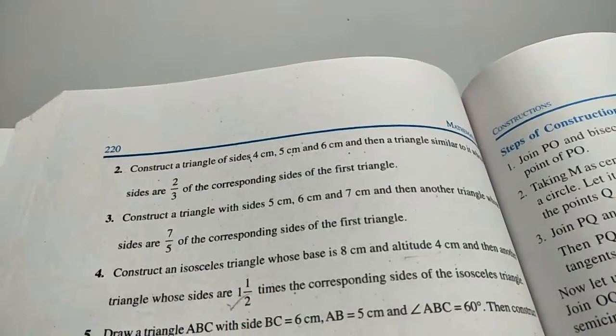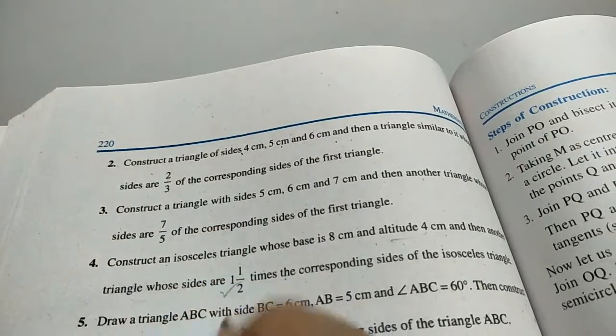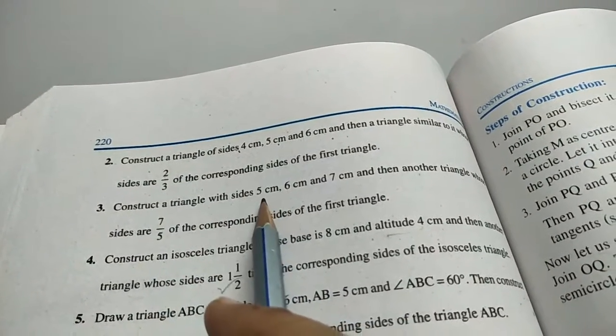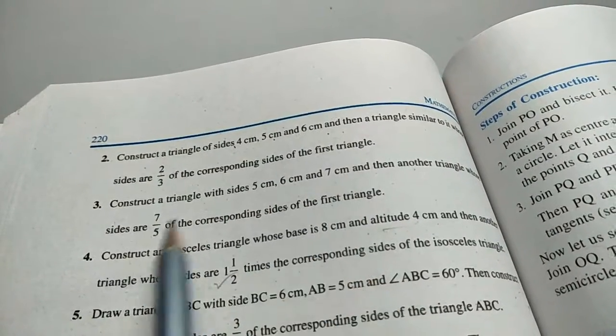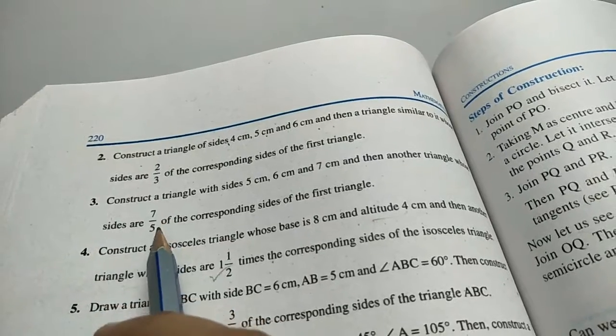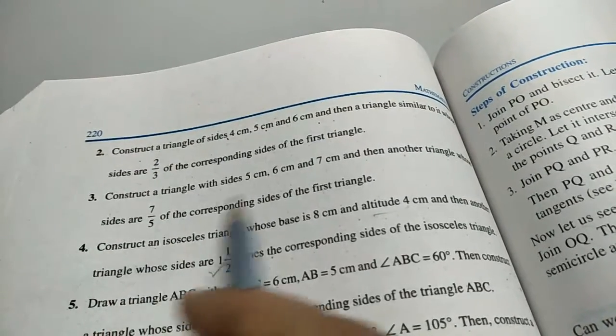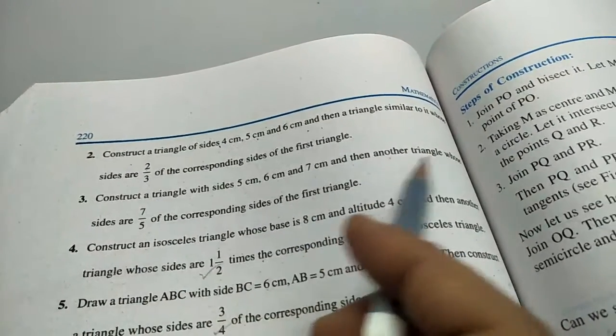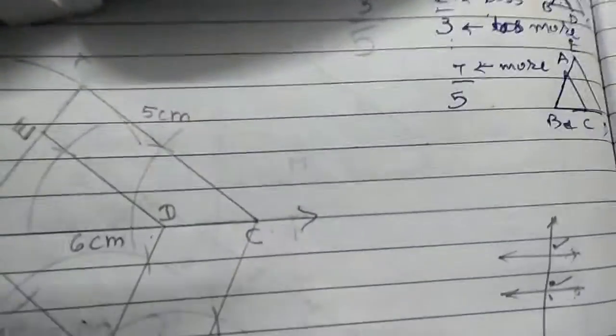Now we are going to construct the next one, where the sides are given as 5, 6 and 7 centimeter and you have to make 7 by 5 part of that corresponding triangle. So you have to make another triangle. For that there are two or three things you have to understand first.